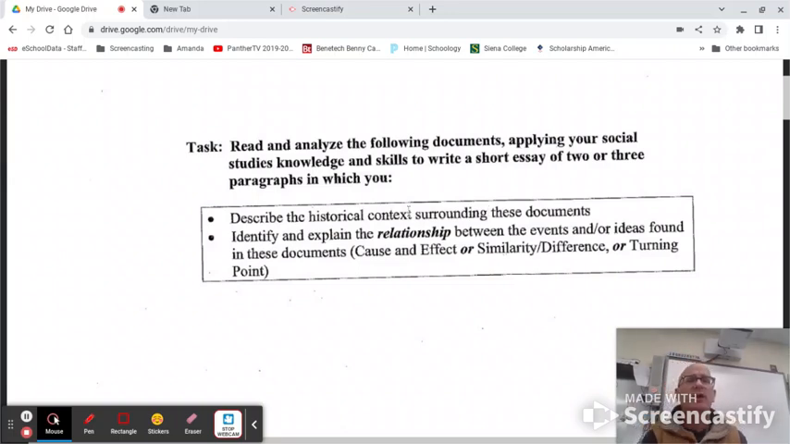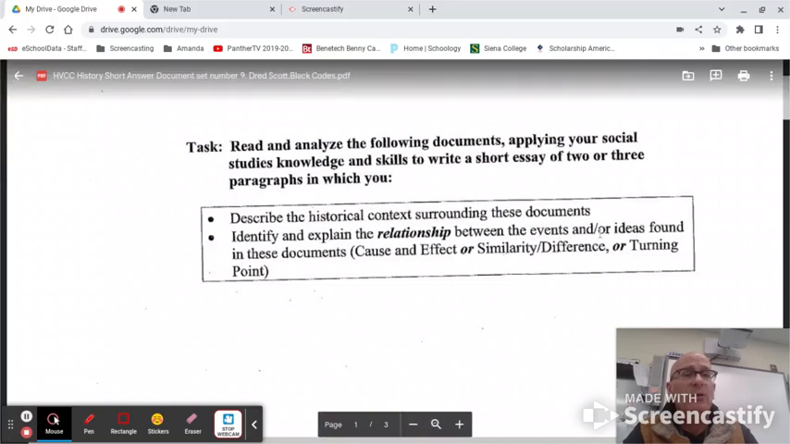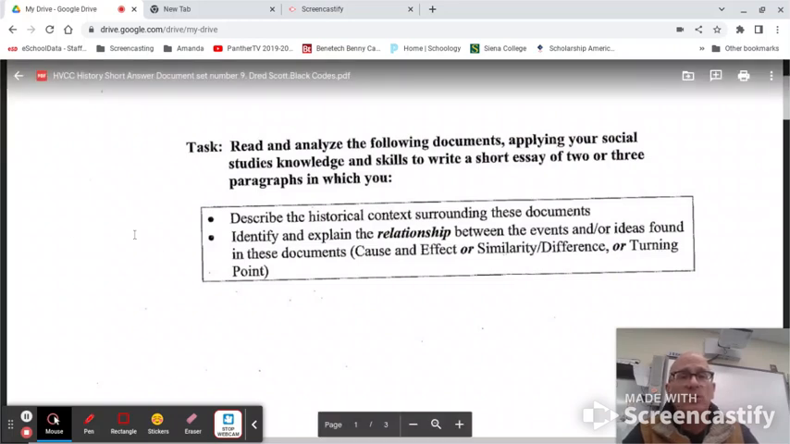And basically what we're looking for there, class, is for you to explain historical context surrounding the documents. That means you need to explain what connects the 2 documents in your first bullet point task. The second bullet point task is you're going to choose one of the 3. You're going to identify and explain the relationship between the events and or ideas found in these documents by using cause and effect, similarity or difference, or turning point. Now, one of the things that we'll look at later in this tutorial is the scoring rubric and how this will be scored.